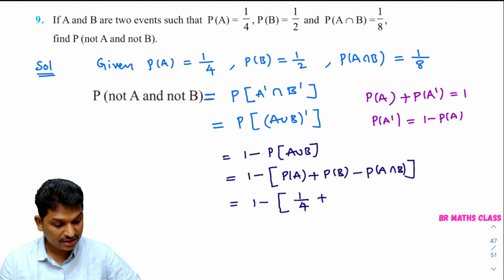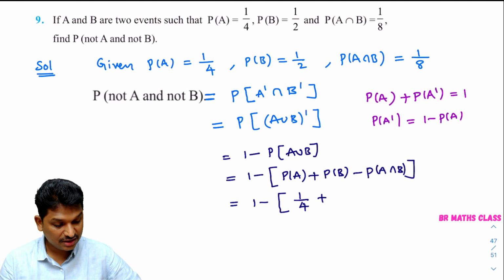So what you got? Probability of not A and not B. Probability of not A and not B is what? It is 3 by 8. This is an easy problem only. It's not so difficult. This problem can be done very easily if you have sets knowledge. Okay. Now we'll move to the next question.